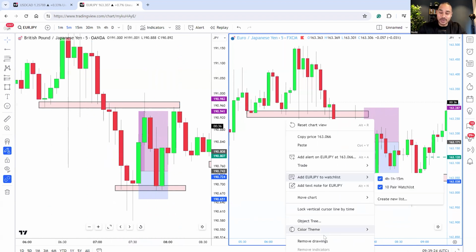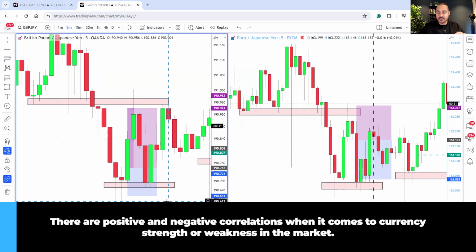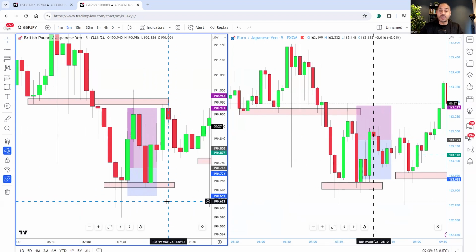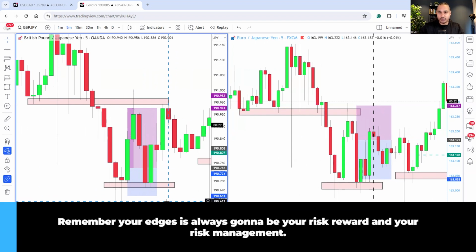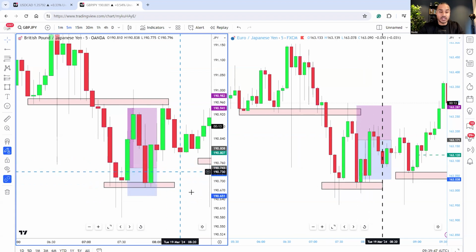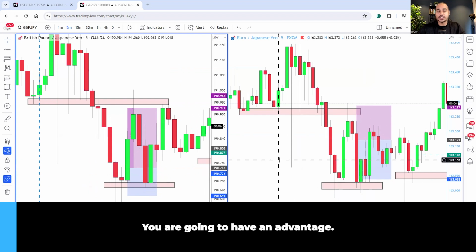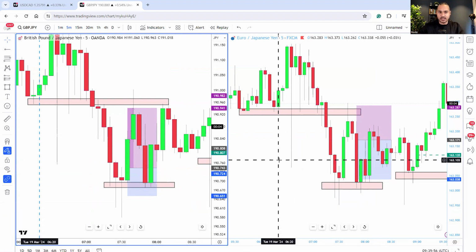And you can just do this all day long. Now, I don't encourage you to trade all day long, but what I do encourage you to do is just take notice that there are positive and negative correlations when it comes to currency strength and weakness in the market. And used correctly, you can have an advantage. Remember, your edge is always going to be your risk to reward and your risk management. But in order to see the confluences that you need, if you add this as an additional confluence to your trading, whether it be support and resistance trading, break and retest trading, trend trading, reversal trading, you are going to have an advantage. So I really hope I broke this down for you easily enough for you to understand.